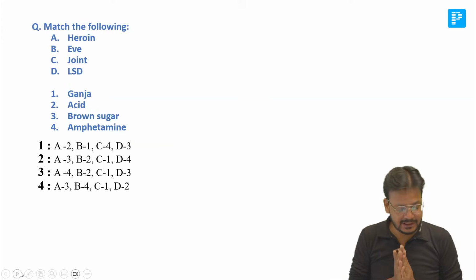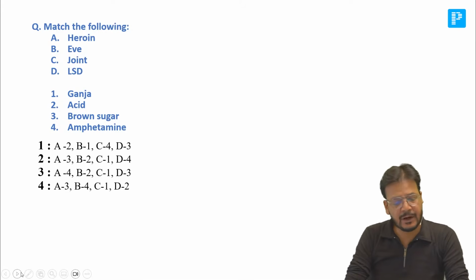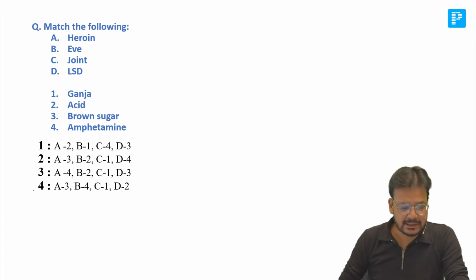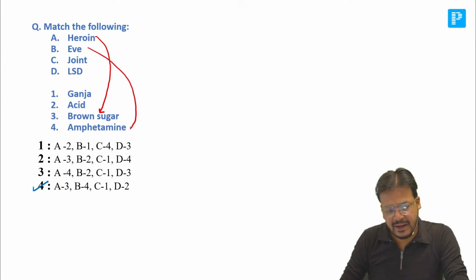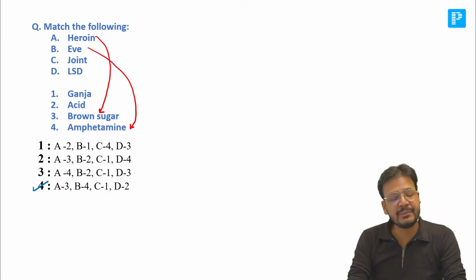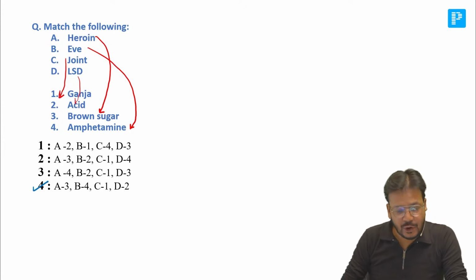Now this is a match-the-following question: heroin, Eve, joint, LSD, and ganja, acid, brown sugar, and amphetamine are given. Tell me which is the right answer. 1, 2, 3, 4. Yes, 4 is the right answer. Very simple one, my dear friend. A3: heroin. One variant of heroin is brown sugar, because both are diacetyl morphine. B4: Eve is an amphetamine, that is methamphetamine, MDMA, the rave drug or party drug. Joint is ganja, that is C1. And D2: LSD is also known as acid.